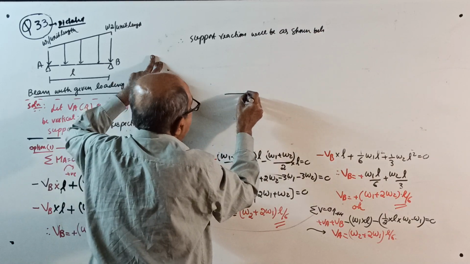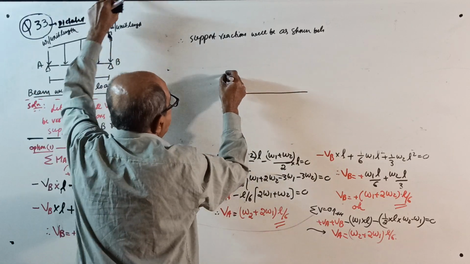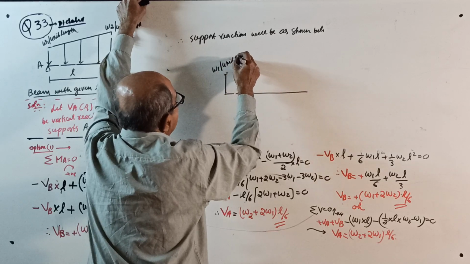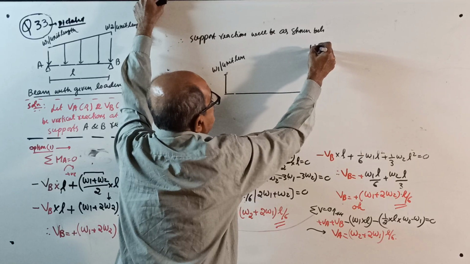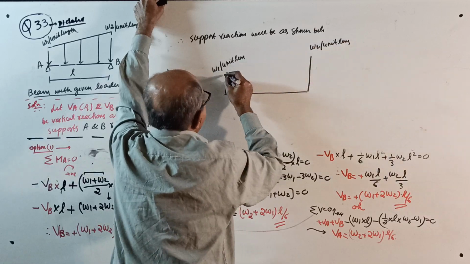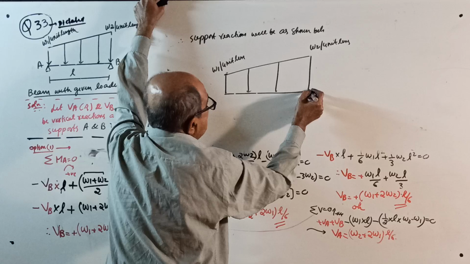I write it now. This is W1, write it correctly, which is told to be lesser, W1 per unit length. This is increasing a little more, W2 per unit length. Uniformly varying. I will tell you how to remember the format now.